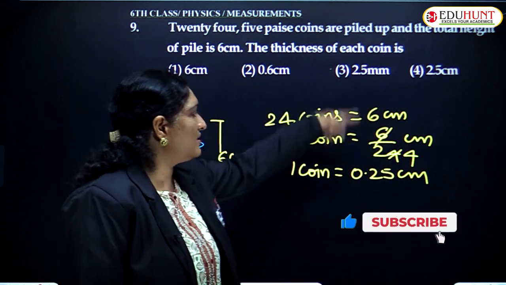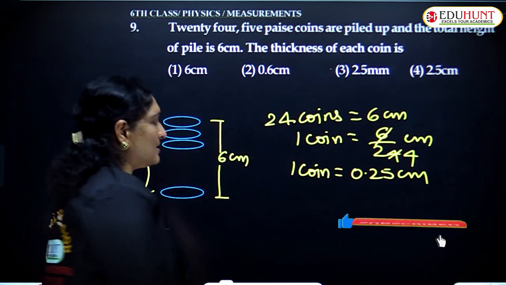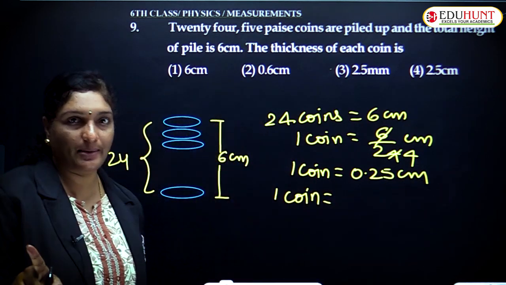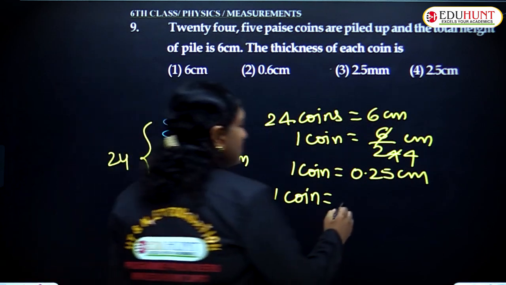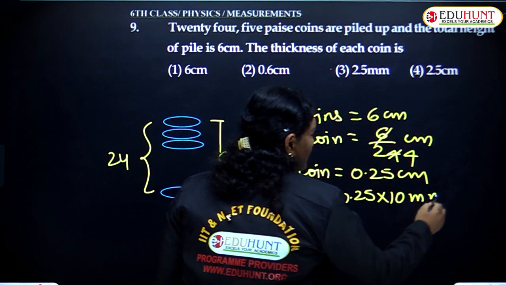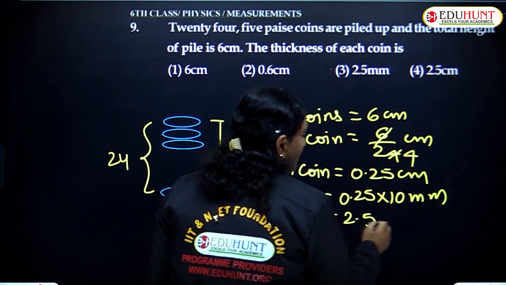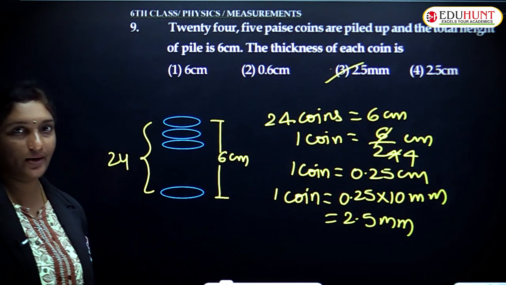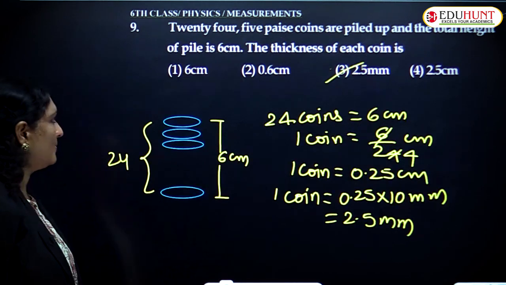Here 2.5 is there, but it is in millimeters. But children, you know that 1 centimeter is 10 millimeters. So, 0.25 centimeters is nothing but 0.25 into 10 millimeters. So, how much is the value? 2.5 millimeters. Hence, that is your correct option. So, look at the units properly.